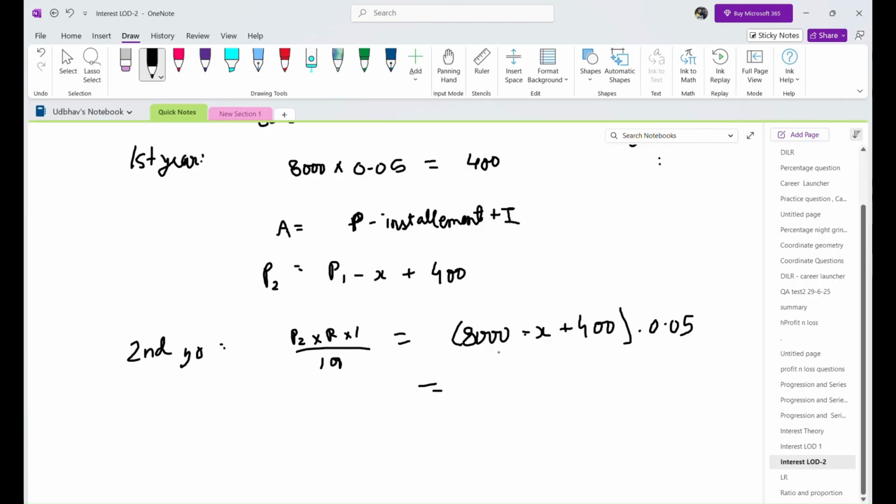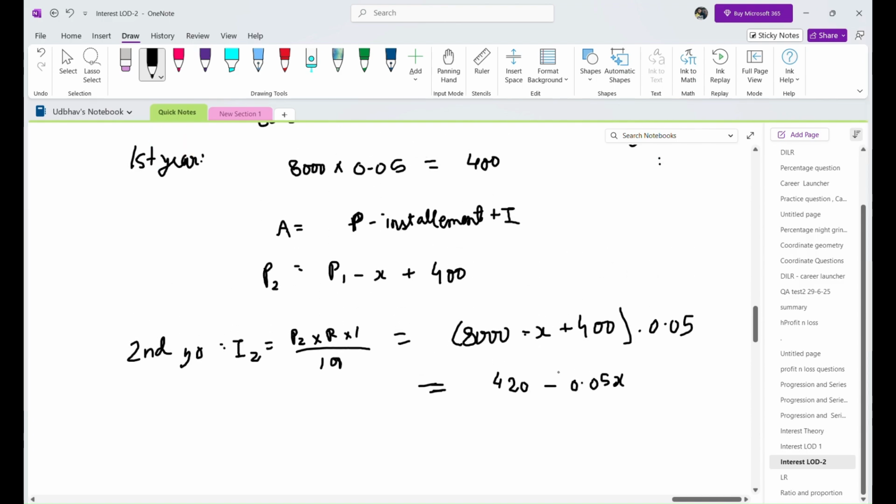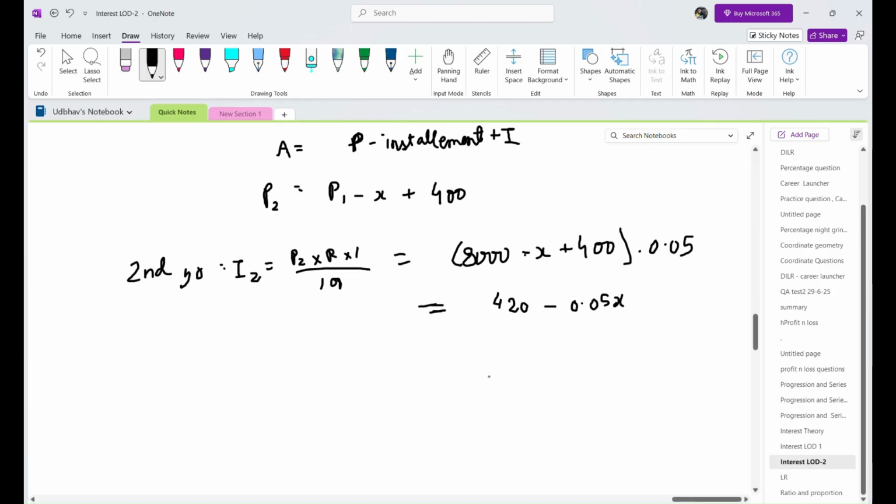So we can just say 420 minus 0.05x. So this is the new interest we got now, the second year interest, I2. Can you see the interest? If we did not give the installment of X amount, the interest would be 420 rupees. But now it is 420 minus something because of the installment. So the interest is also reducing.